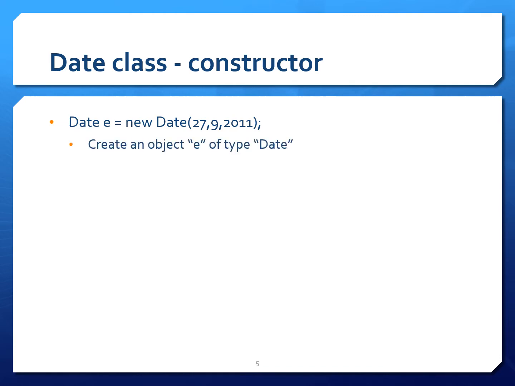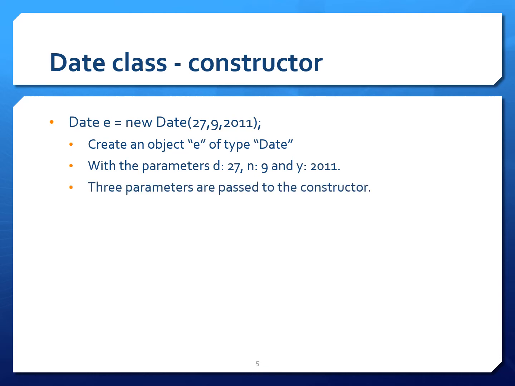In this example, we create an object D of type Date with the parameters 27, 9, and 2011. All these three parameters are passed to the constructor. A constructor is often used to initialize instance variables. In the above case, we use the constructor to set the instance variables day, month, and year.